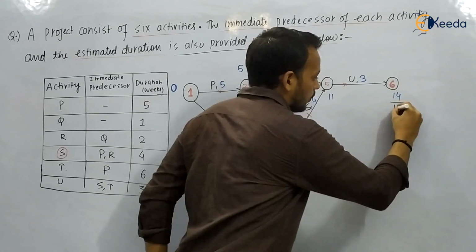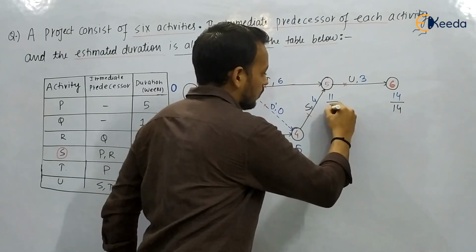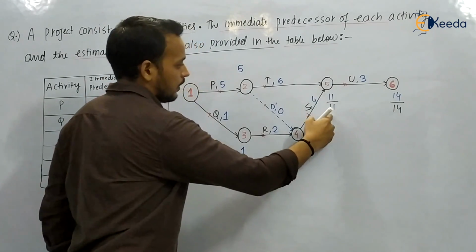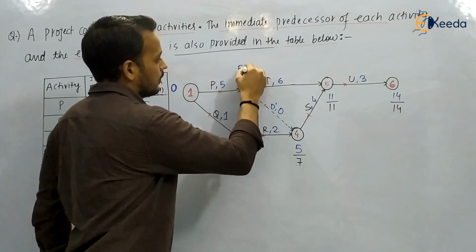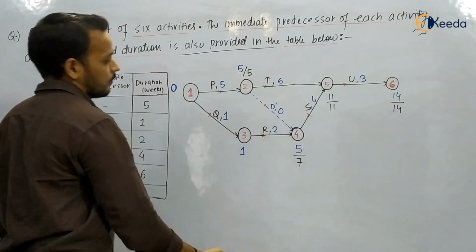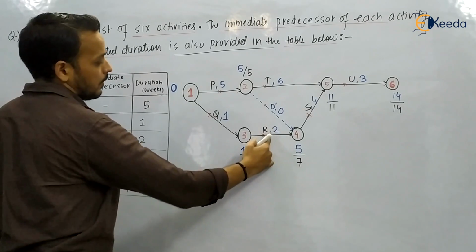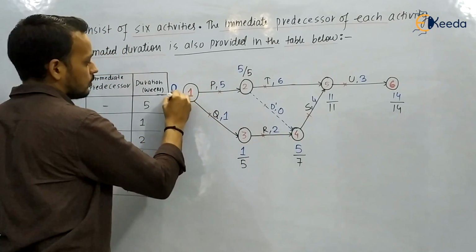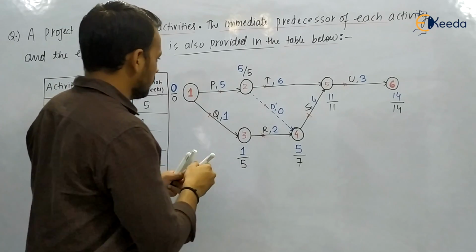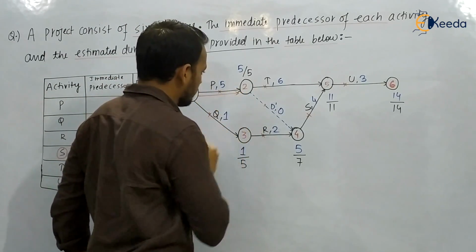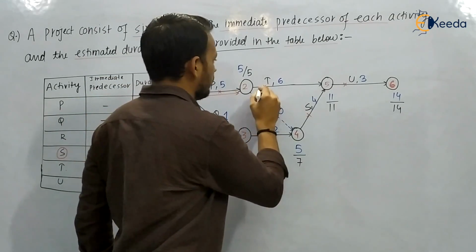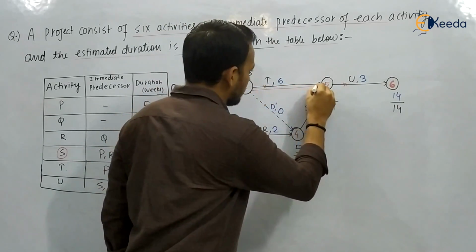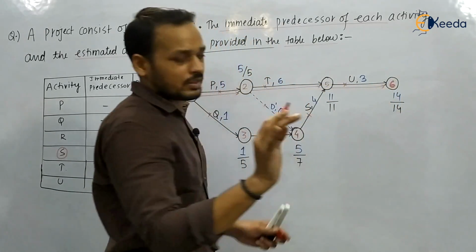So now we will apply the backward computation. This is 14. 14 minus 3, this is 11. Now 11 minus 4, this is 7. 11 minus 6, this is 5. Now see here, 7 minus 2, this is 5. 5 minus 1, 4, and 5 minus 5, 0. This is 0. So what is the critical path? P, T and U. But they are not asking about the critical path.